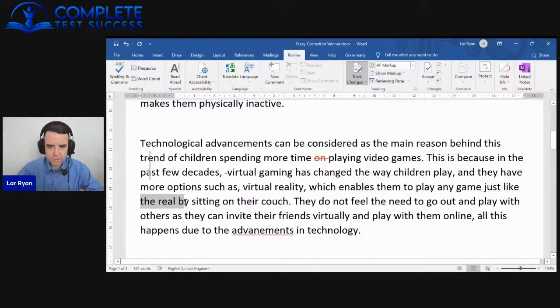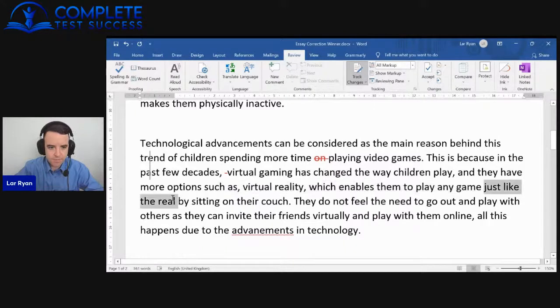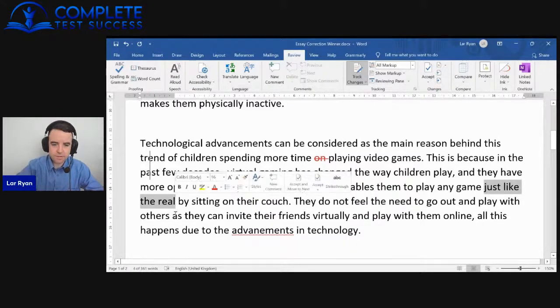Any game, just like the real thing. But it's not really like the real thing. So if they're playing a game about playing football, it's not like the real thing because they're sitting on their couch. So I'm just going to delete that. They can play any game by sitting on their couch.